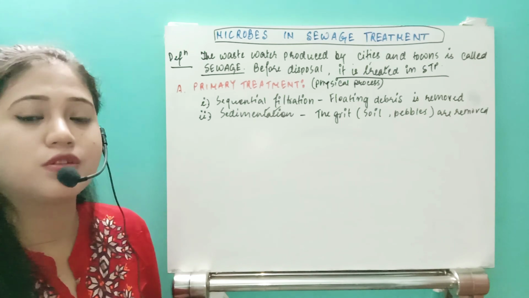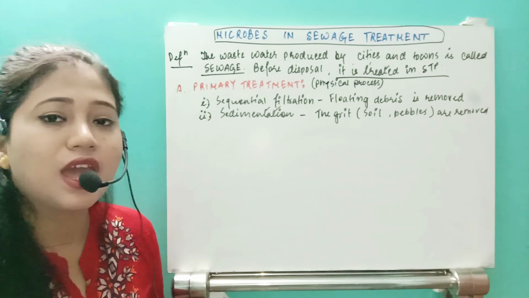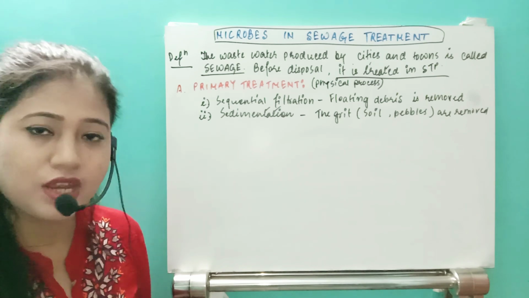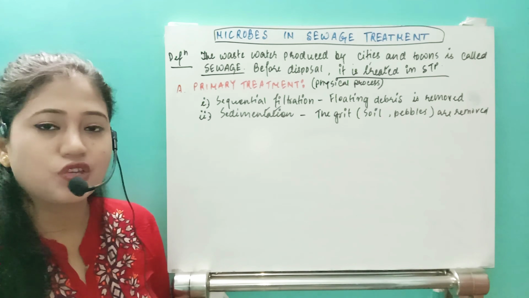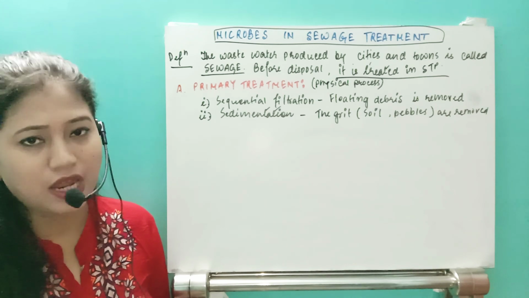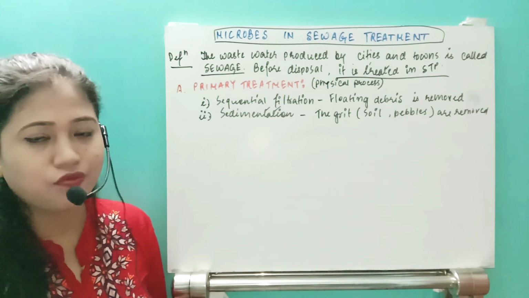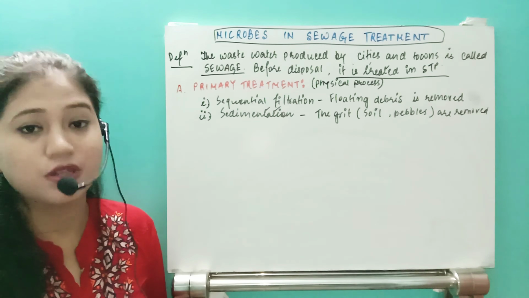This sewage treatment is divided into two parts. One is known as the primary treatment and the second is known as the secondary treatment. After that we can go for the tertiary treatment also. But the tertiary treatment is not there in your NCERT books, so it is not that important. First we will see primary and secondary, and after that I will tell you the tertiary treatment too.